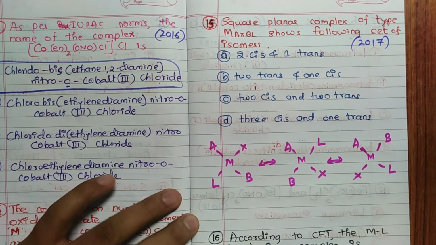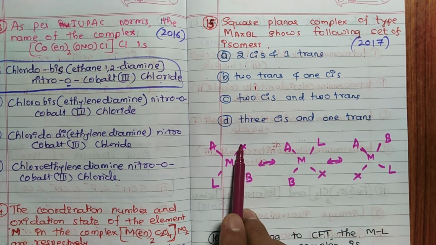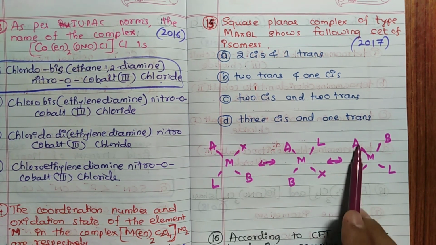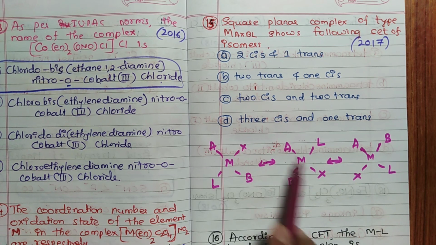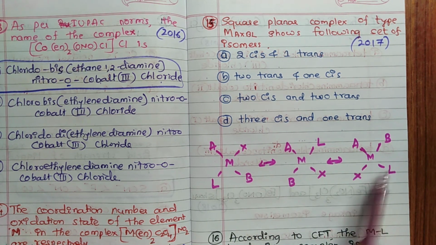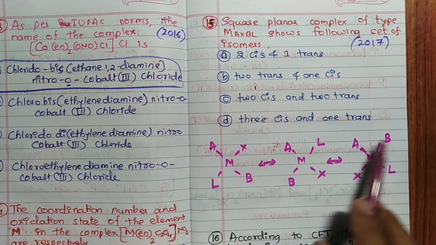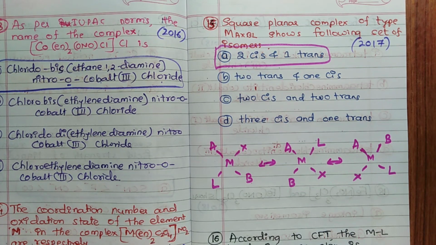Now only these three possibilities exist. If you want to write a fourth one, it is not at all possible; you can try that. Now you can see how to check cis and trans: you take any two ligands constant. AX same side, cis; AX opposite side, trans. Or you take AL: same side, cis; opposite side, trans. Or AB: opposite side, trans; same side, cis. In any case, remember, you are going to end up with 2 cis and 1 trans. No doubt in it. So the answer for this question is A.